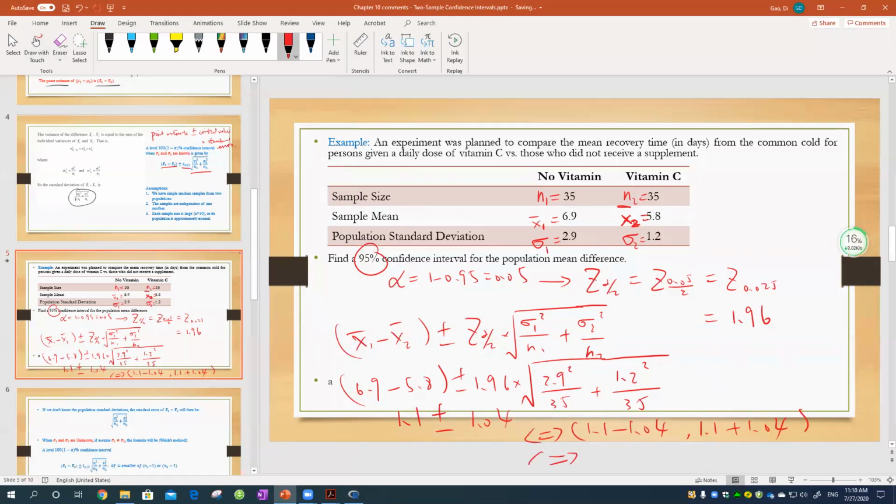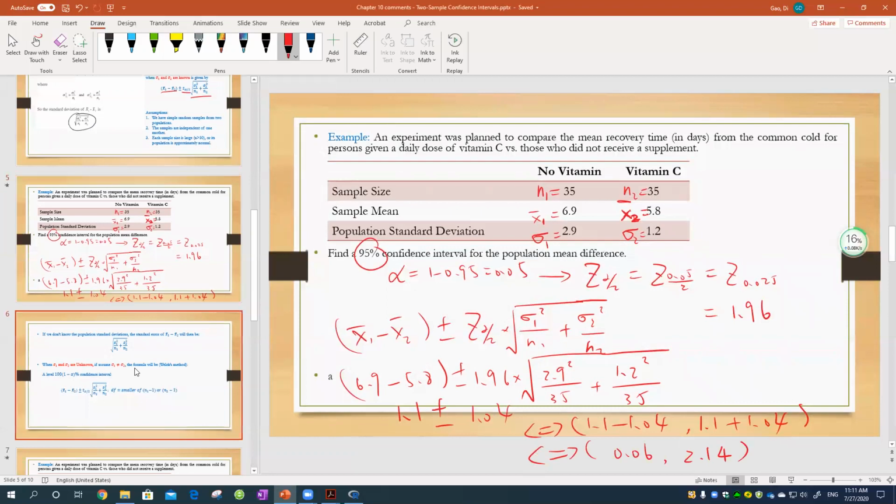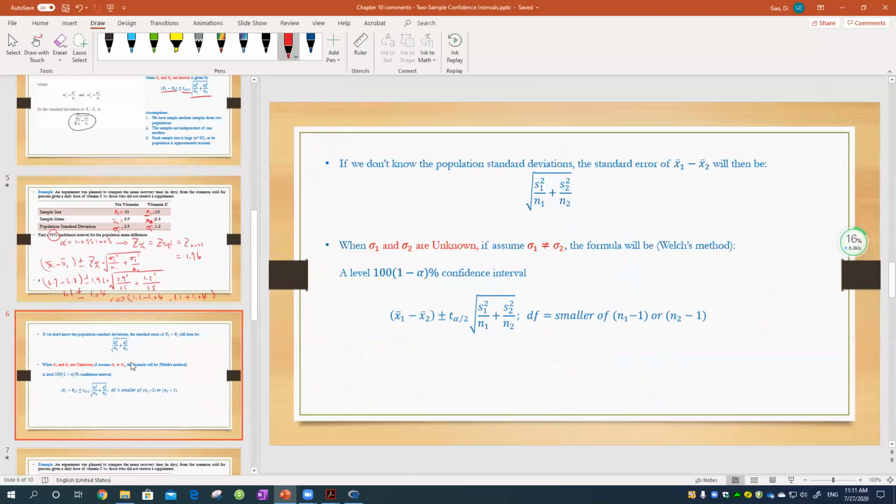So that is the same as to say that it is from 0.06 to 2.14. So we're 95% confident that the true population mean difference is between these two numbers. That's the interpretation. Okay, let's look at some other scenarios.